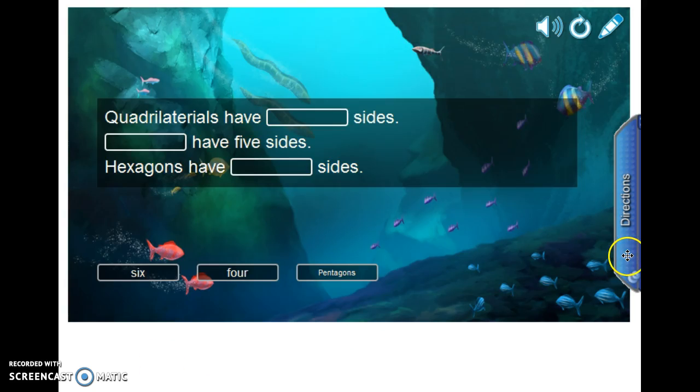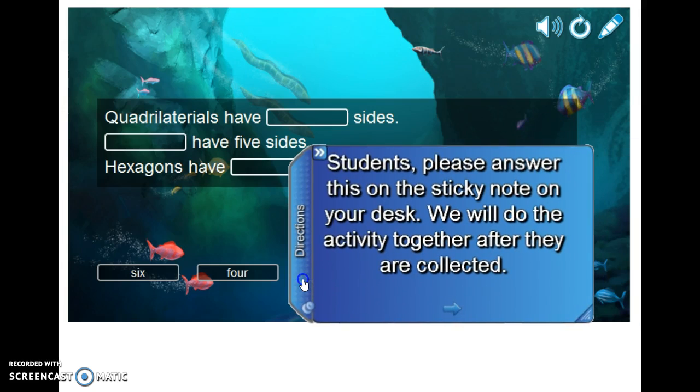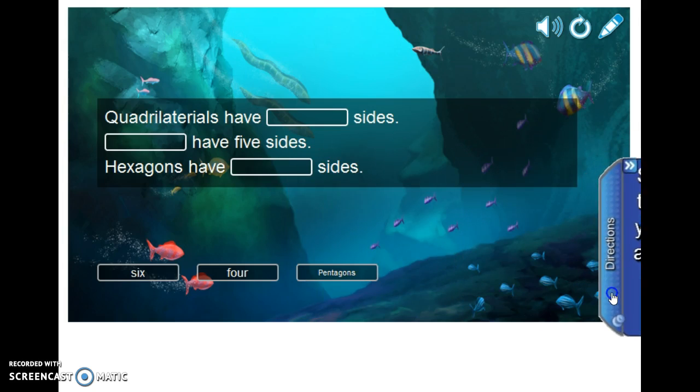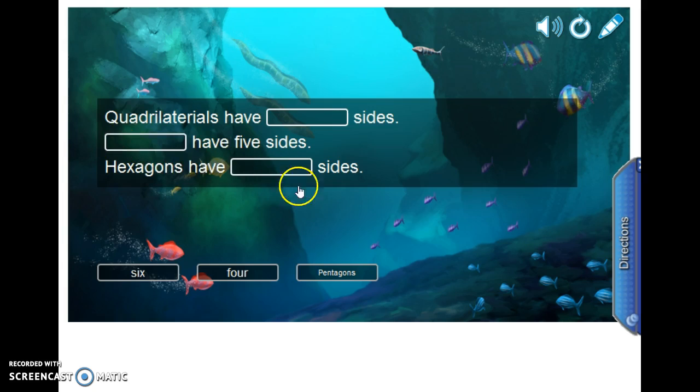And let's pull out our directions and we can read. So students, please answer this on the sticky note on your desk. We will do the activity together after they are collected. So I'm going to read through these and you are going to write down the answers from the word banks that you think fit in each of these blanks, okay? On your sticky note. So then please write your name at the top.